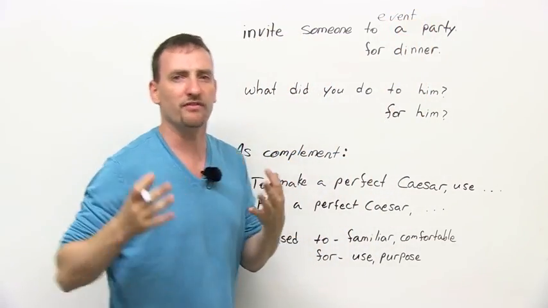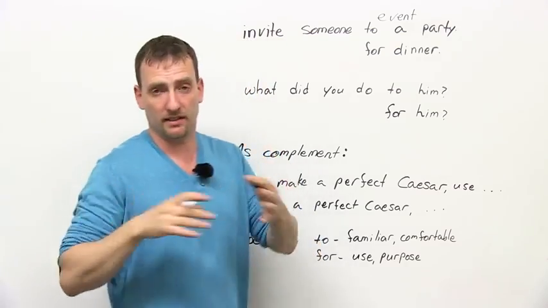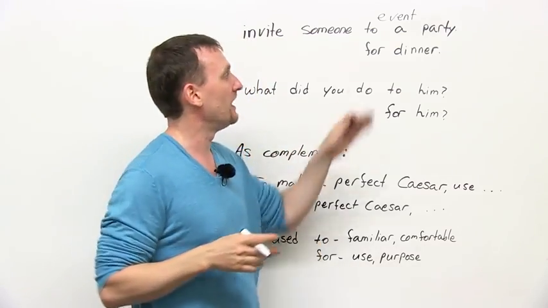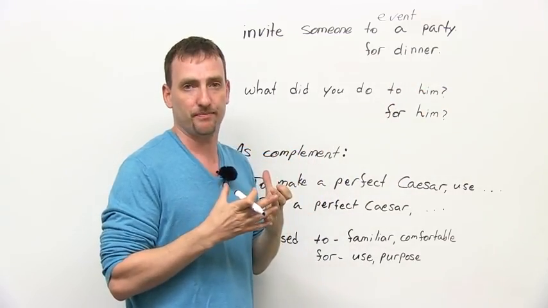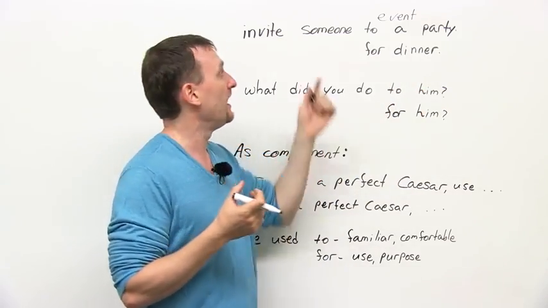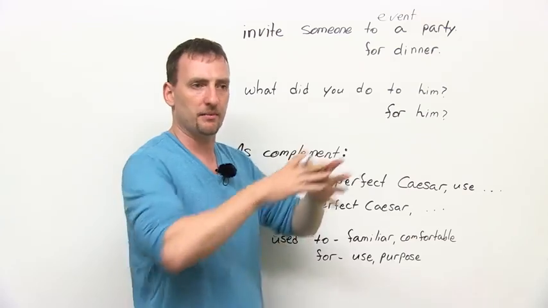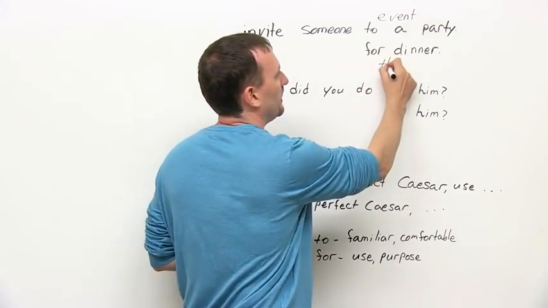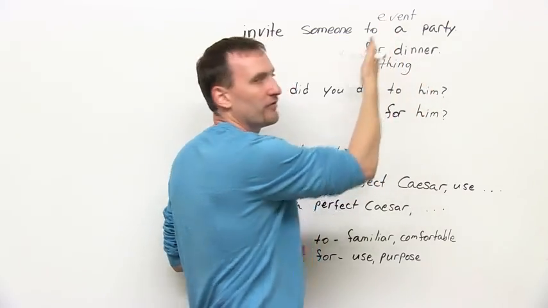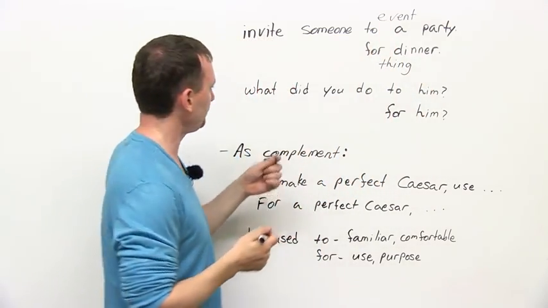Okay, the social event, like a party, a wedding, a dinner where many people come and sit together. Invite someone for dinner means invite them to eat. Okay, just to come and have food. If you invite someone to dinner, you're inviting them to the dinner party. It's a little bit different. Here you're inviting for a thing, here you're inviting for an event.